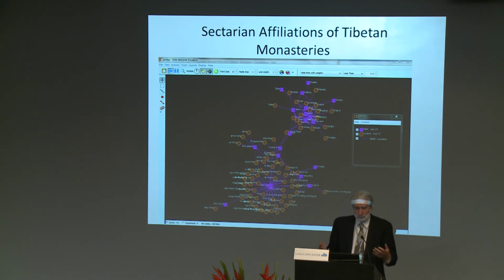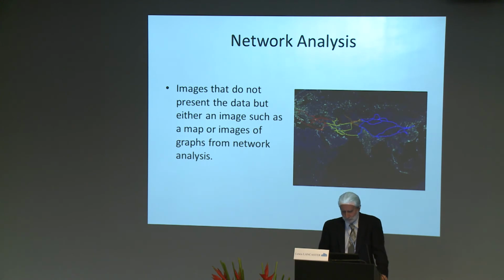Supercomputer tells me we can look at the affiliations of these and begin to see which ones are of which school, and how do those schools connect to one another. Is there a bridge between them? If there's a bridge, who is it that's done that bridge, or which monasteries have done it? So you can present data in many ways.